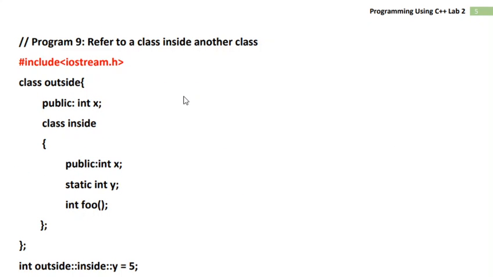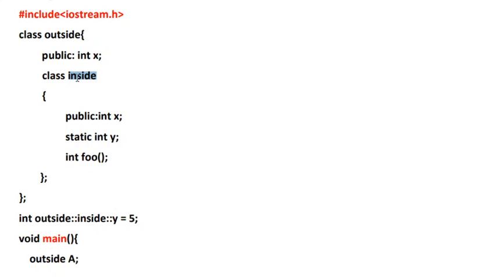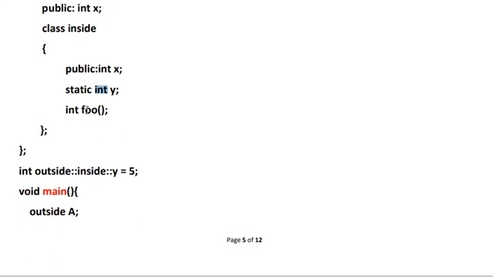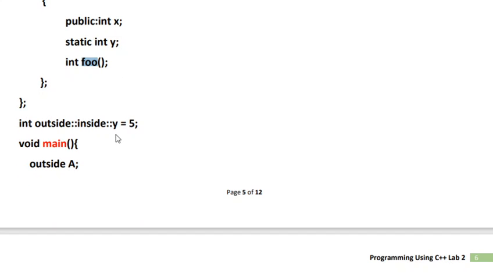Now the next is a reference to a class inside another class. Here I have two classes. One is called outside, the other is called inside. The outside class has a public member x, and a class nested inside it, which has a public member x and a static member y, and a member function foo. Now just see what I'm doing. To the static variable y of inside, that belongs to class outside, I'm initializing 5. So this static variable y will be initialized with 5.